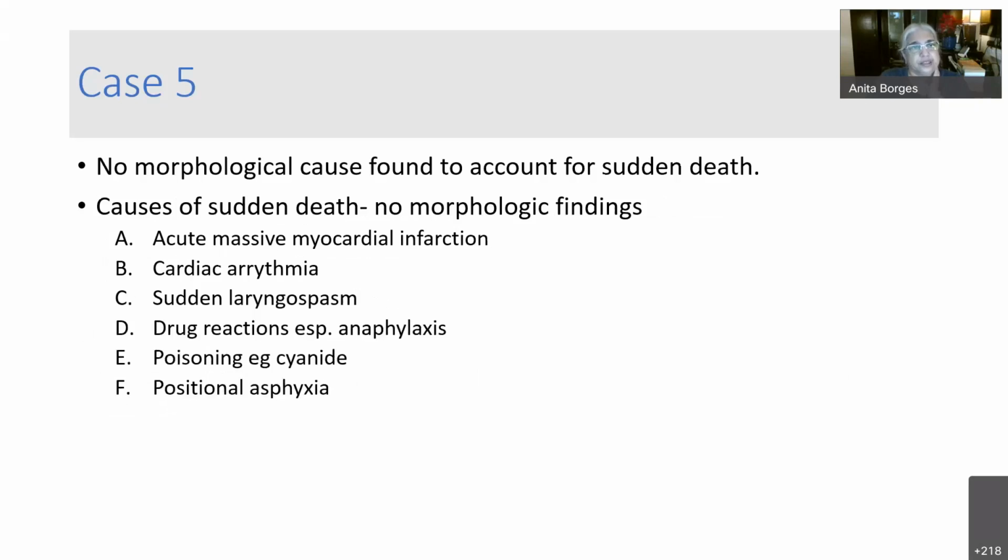Okay. Now, what are the causes of sudden death when you don't have any morphological findings? And there are all of these. Okay, acute massive myocardial infarction, and you can give your preferences in the chat box. Cardiac arrhythmia, sudden laryngospasm, drug reactions, especially anaphylaxis, poisoning. Cyanide can cause sudden death.